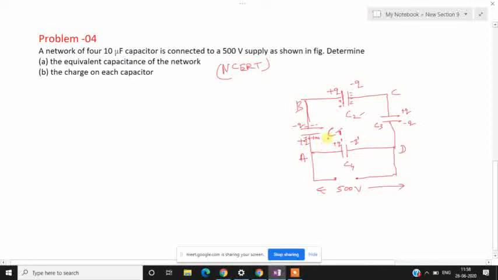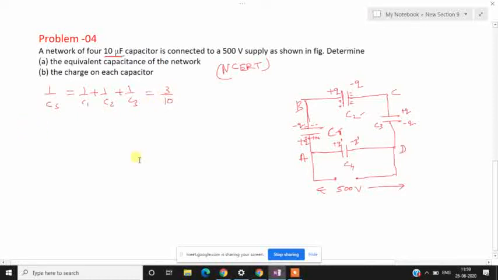the equivalent capacitance of C1, C2 and C3. It is very simple. All four have 10 μF capacitance. So, sorry, this is a series connection, so 1 by CS is equal to 1 by C1 plus 1 by C2 plus 1 by C3. So you will get 1 by 10 plus 1 by 10 plus 1 by 10, which is 3 by 10.